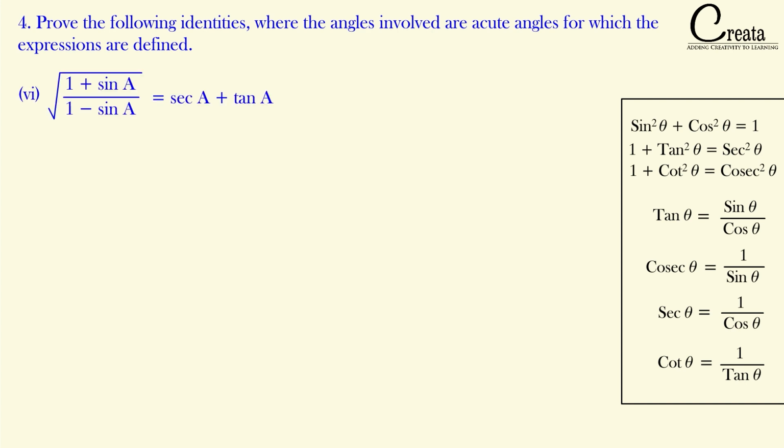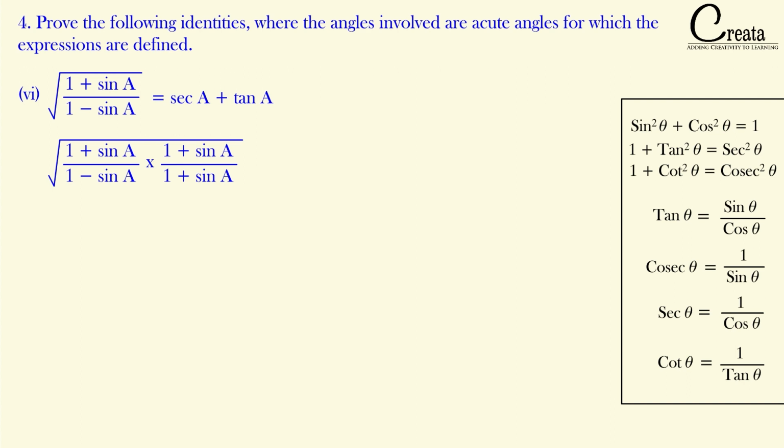Root of 1 plus sine A upon 1 minus sine A is equal to sec A plus tan A. So let's proceed with this question. Here in the root we are having 1 plus sine A upon 1 minus sine A. We are having the terms inside the root. So firstly let's take these terms out of the root. How we will do that? We will use the rationalization method. Let's multiply 1 plus sine A in the numerator and denominator under the root.